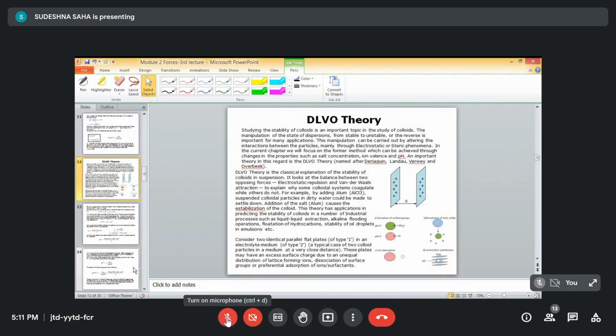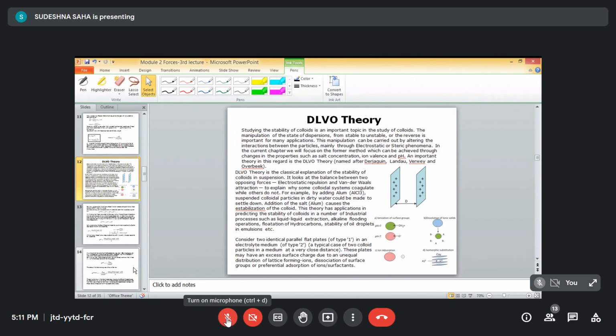Okay, now we are moving towards the DLVO theory, because what we are interested in now is whether a colloid is stable at all or not. Colloid means when you put charged particles which are very, very small, in the nano range, say from 1 to 100 or 1 to 1000 nanometers, in a dispersion, then that forms a colloid.